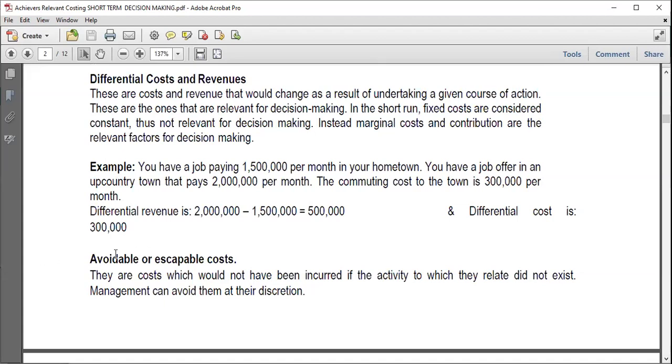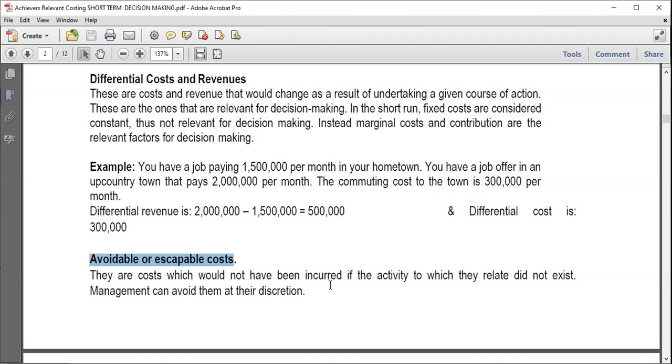Now, any information is also relevant if it is avoidable or escapable. By avoidable or escapable, it means if we don't make that decision, then we shall not incur that cost. So it's important for you to think through and ask yourself that question: what if we don't make this decision? What happens to this cost?